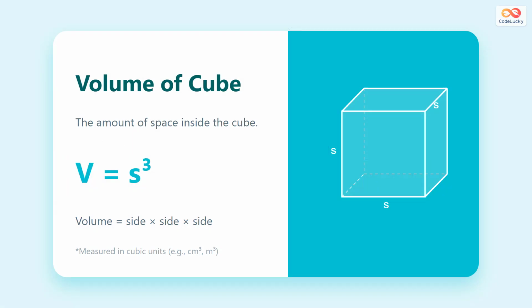Next is volume, which measures the amount of space inside the cube. To find the volume, we multiply the length by the width by the height. Since all these are the same in a cube, we simply multiply the side length by itself 3 times. The formula is side cubed.